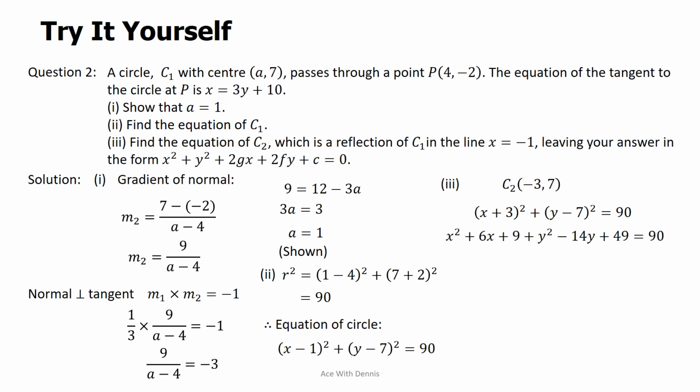Now we can expand the bracket, which becomes x squared plus 6x plus 9 plus y squared minus 14y plus 49 equals 90. Rearrange the equation: x squared plus y squared plus 6x minus 14y plus 9 plus 49 equals 90. And it will become x squared plus y squared plus 6x minus 14y minus 32 equals 0, so that it is in the form required. So this is the equation of C2. Do you get the answer correctly?